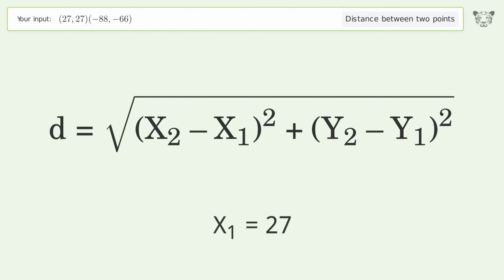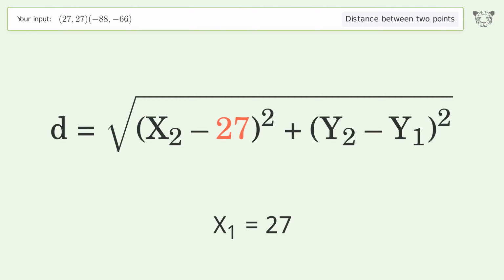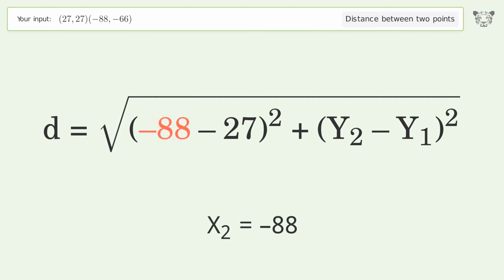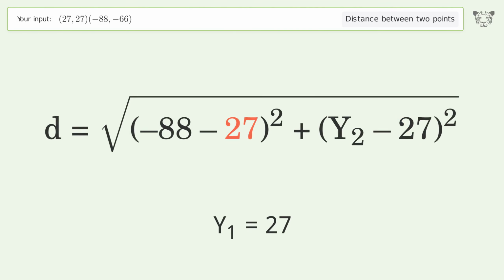x1 equals 27. x2 equals negative 88. y1 equals 27. y2 equals negative 66.